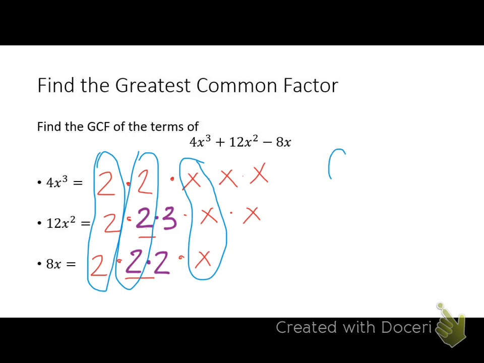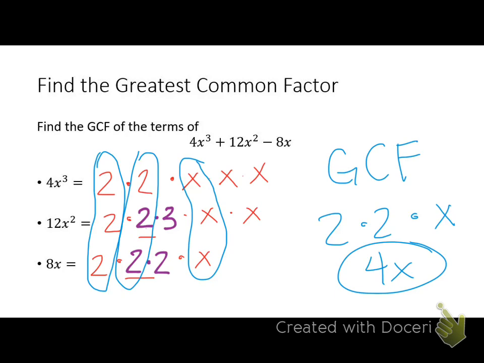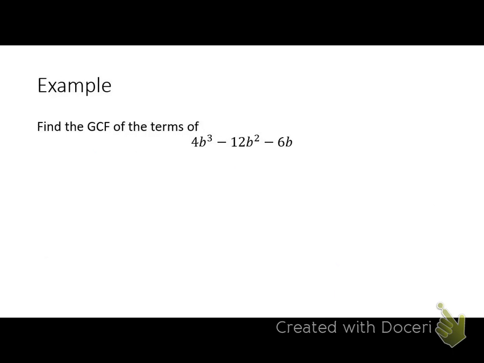So my GCF is 2 times x. But I want to write this in simplest form. And so in simplest form, that's going to be 4x. We're going to use these GCFs to factor in a minute or two. So that's what our focus is right now, is what is my GCF? So let's go and look at another example.